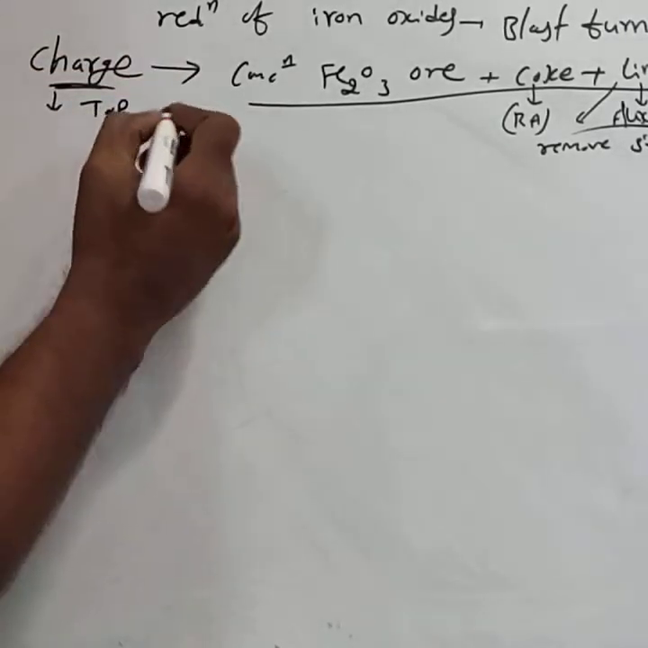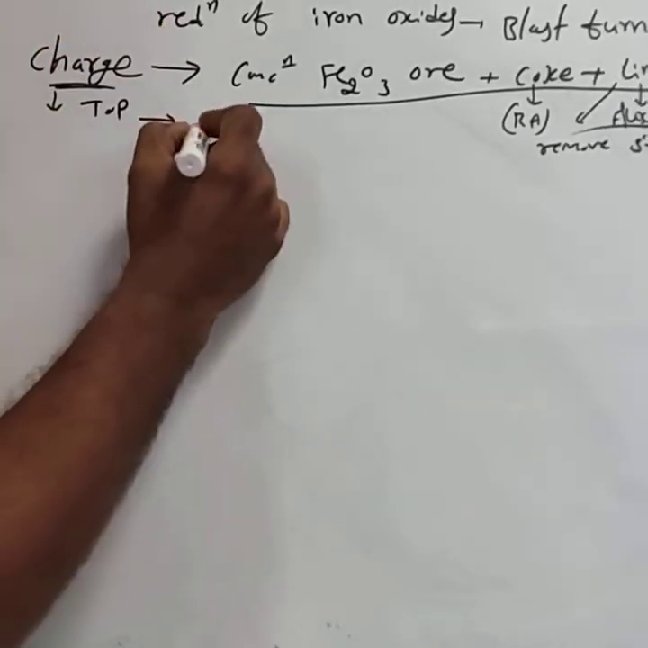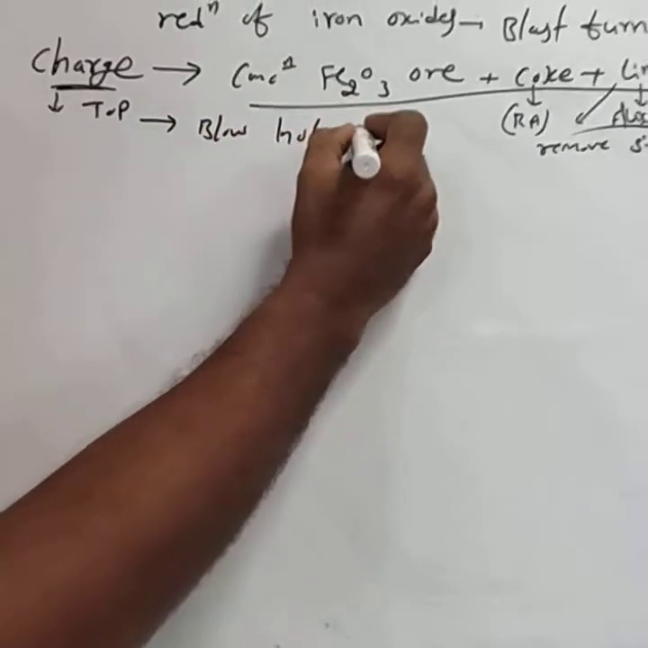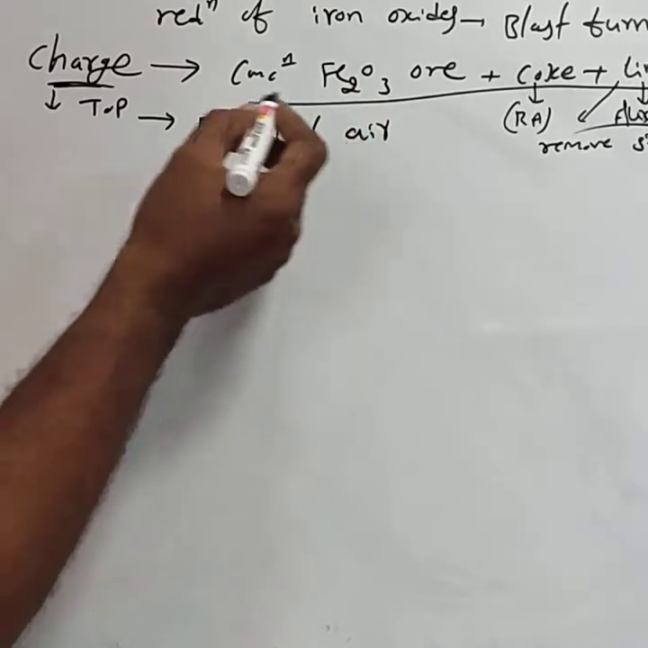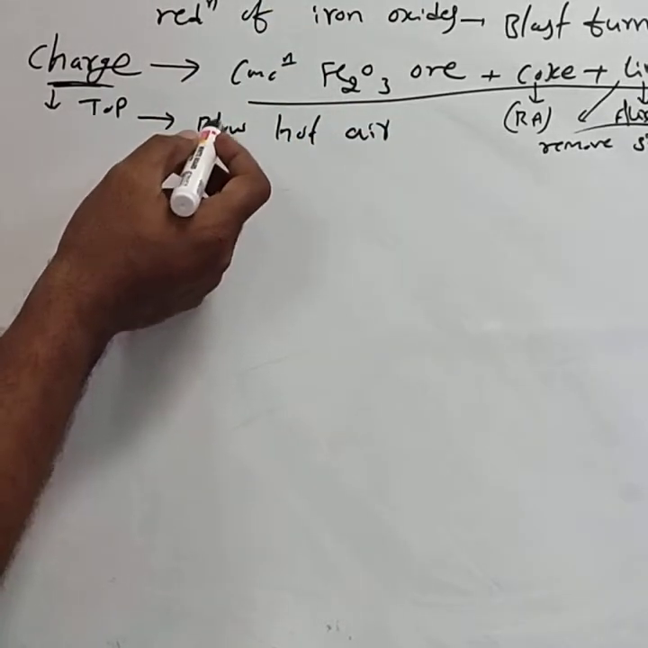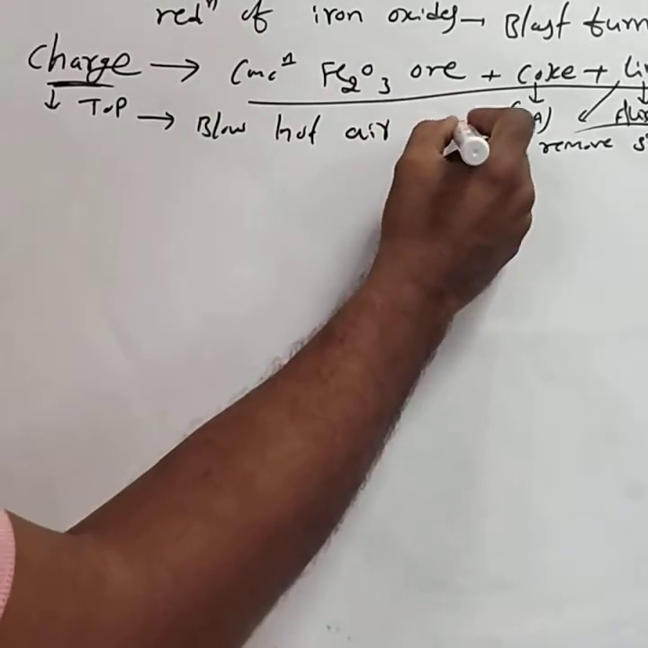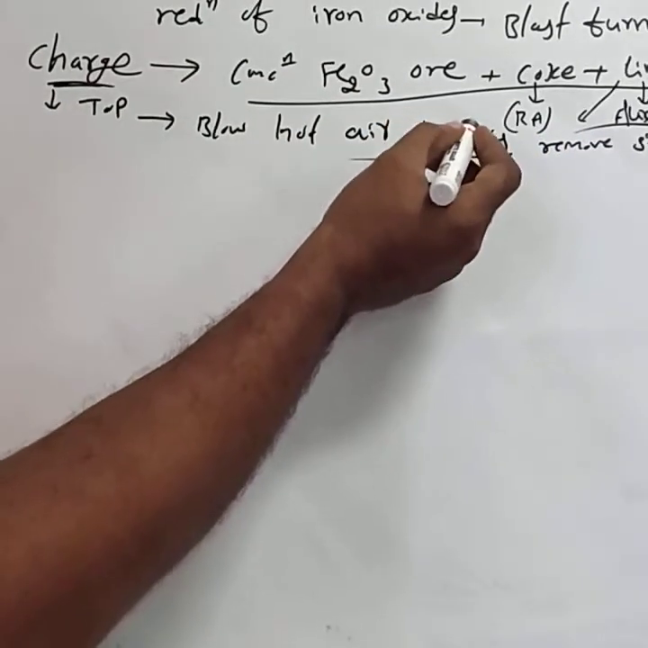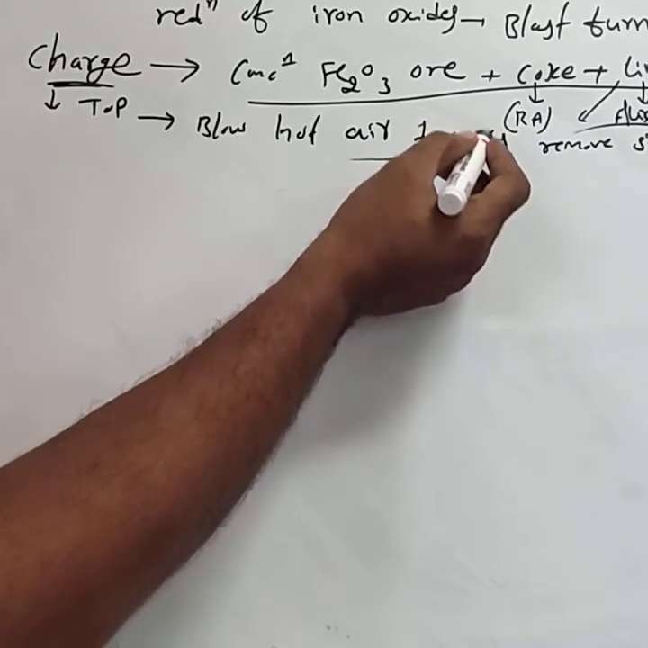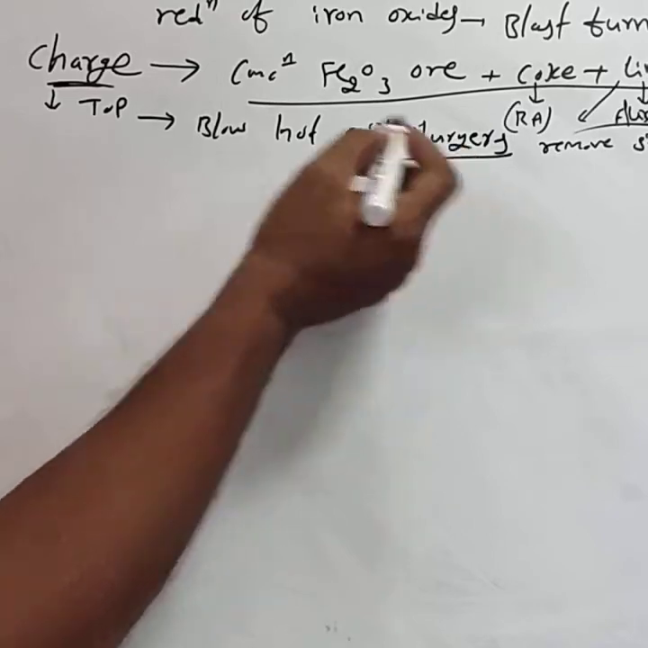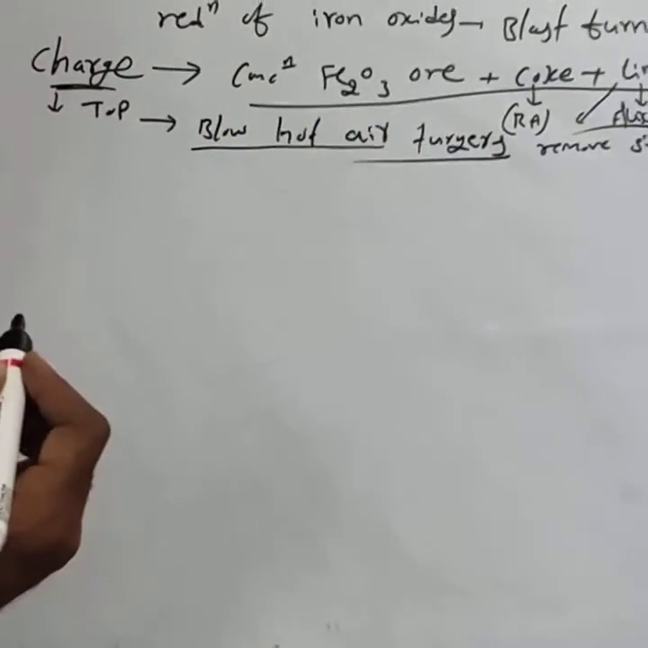Then from the bottom, hot air is blown. Hot air is blown into the furnace from the bottom through the tuyeres arrangement. At the bottom, the furnace is provided with the tuyeres arrangement, and through this you blow the hot air.